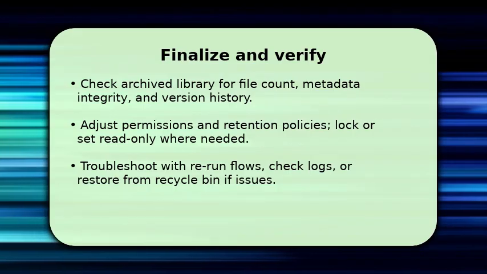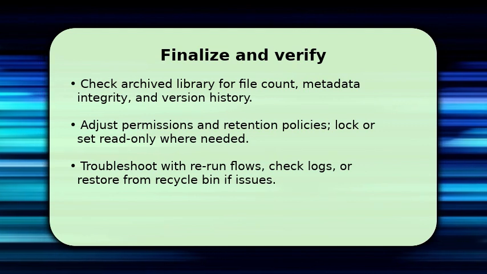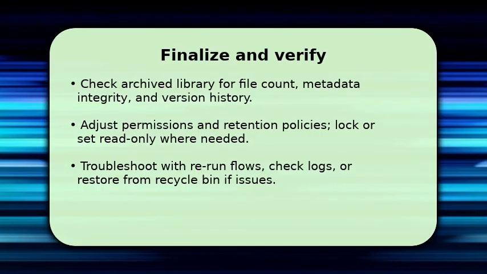If something goes wrong, start by rerunning the Power Automate Flow or reviewing Flow run history and SharePoint logs. Make quick restores from the recycle bin if necessary. This final verification and a rehearsed troubleshooting step ensure your archive is complete and recoverable.